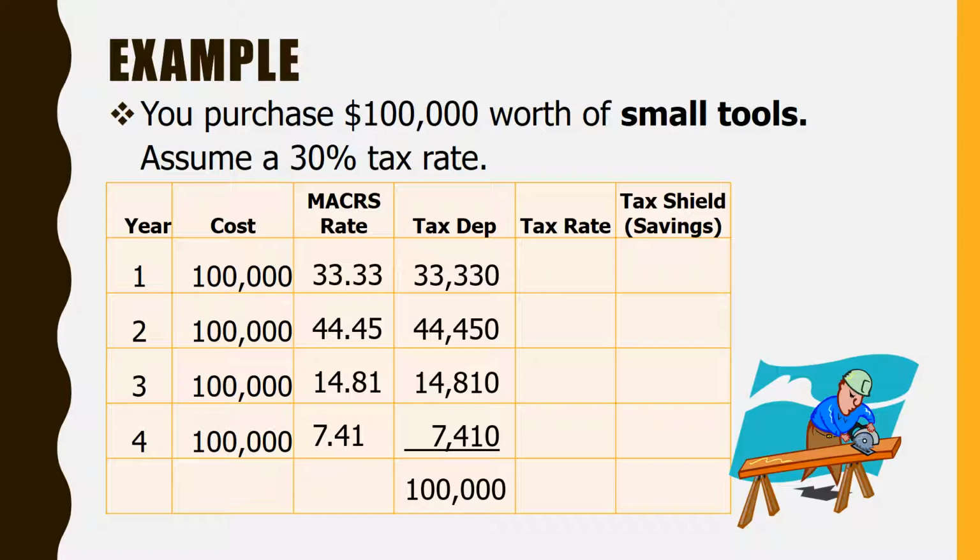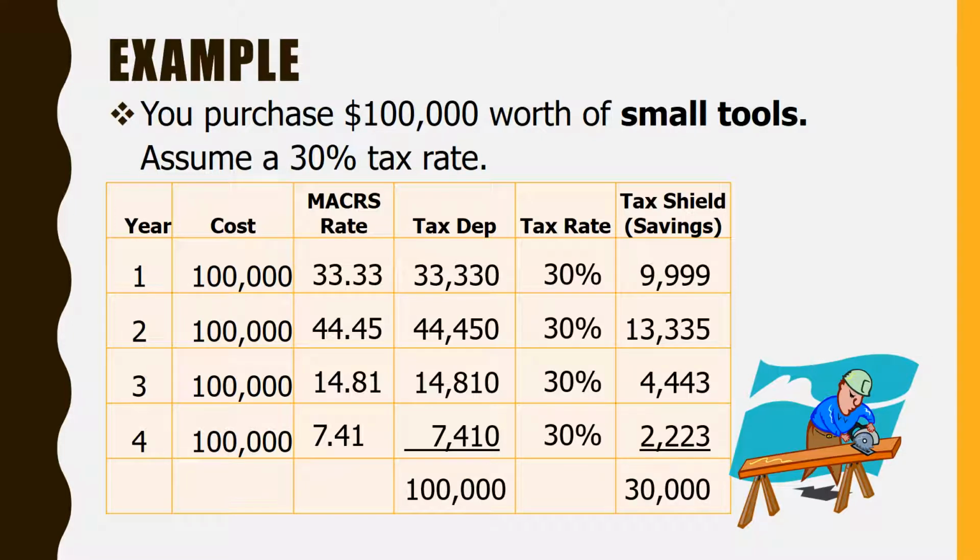For capital budgeting, though, it's only the tax shield that relates to capital budgeting, not the depreciation itself. So we have to multiply times the tax rate, which I'm assuming is 30% again. And so our tax shield is $9,999 in the first year, and over the life we better come up with the $30,000, 30% of the $100,000, for the total tax shield. So those would be the numbers that we would use when we did our capital budgeting.